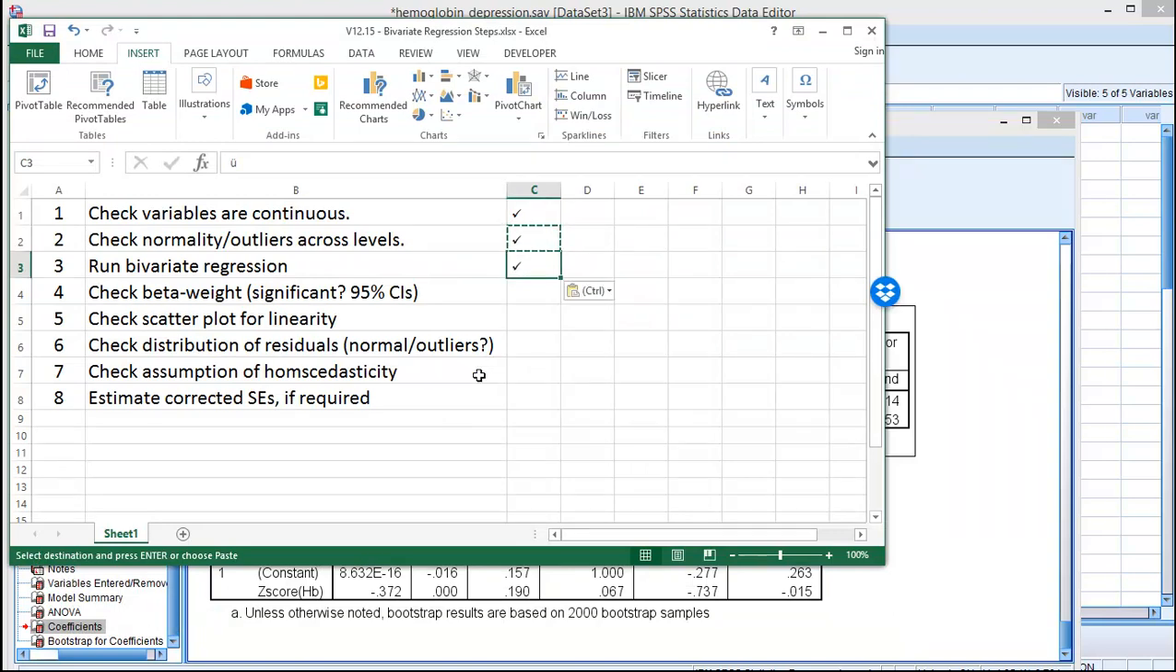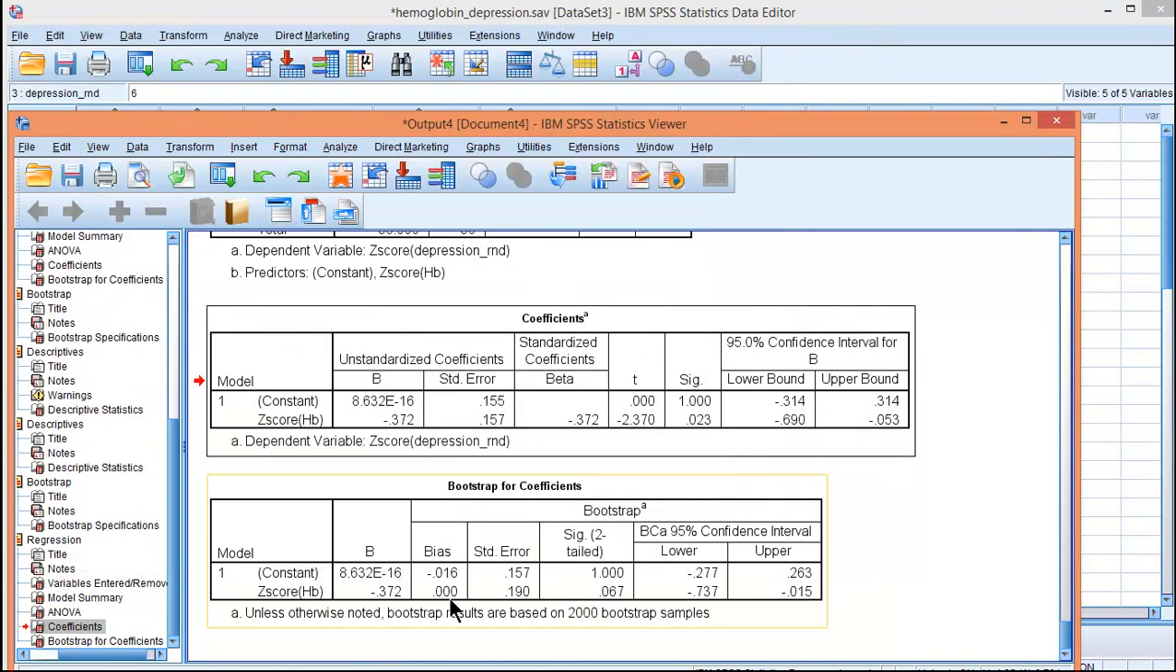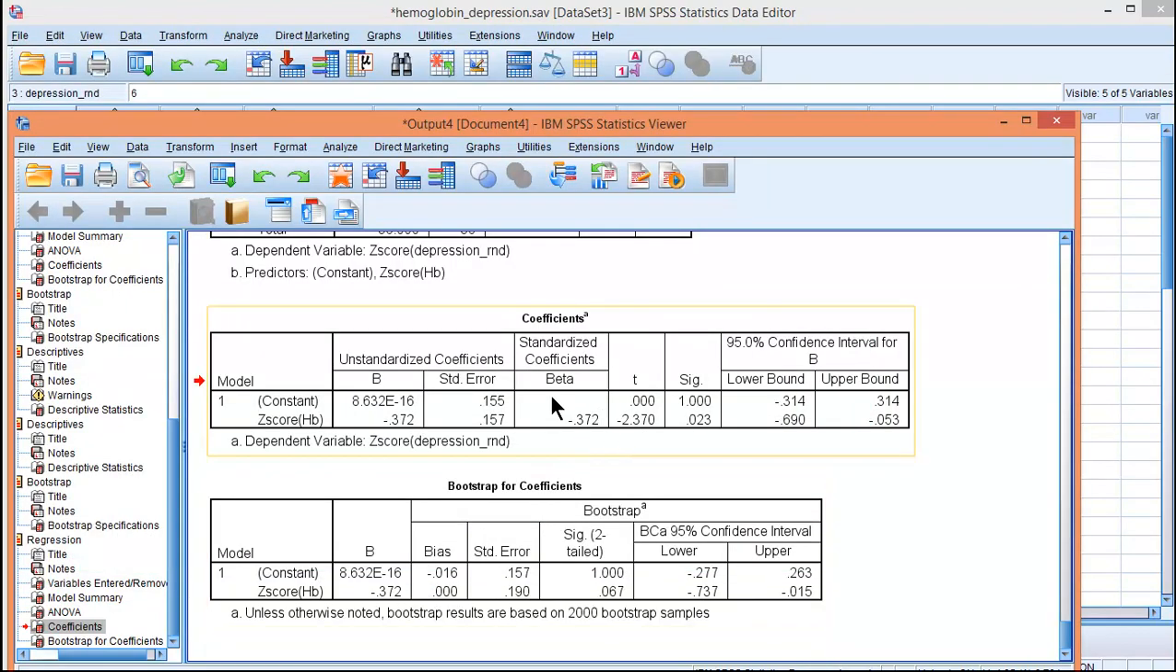So I've conducted the regression. I've checked the beta weight. I've interpreted it. I haven't really looked at the intercept, but because I'm interested only in the standardized beta weight, the intercept's 0. And that's going to be the case in every case. So it's not actually interesting.